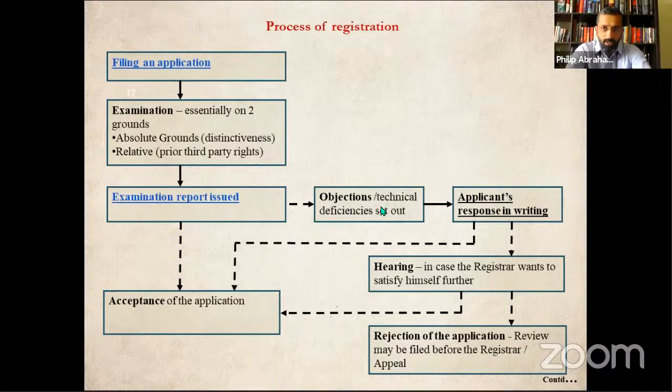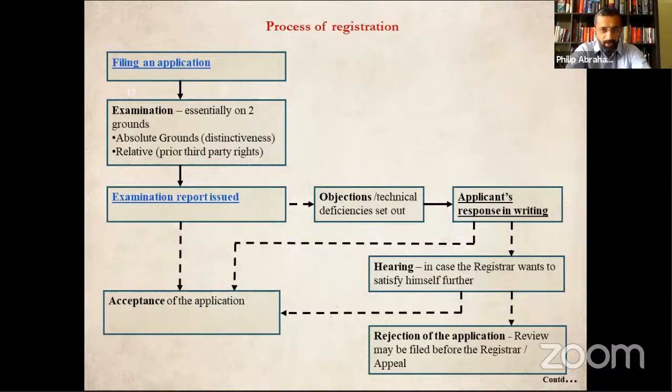If he has an objection or raises technical deficiencies, the applicant has to file a response. Once the applicant files the response, the Trademarks Office considers it and thinks that it is all right, and it goes to acceptance. If the Trademark Registry, considering the response filed by the applicant, is not satisfied, a hearing is appointed, and at the hearing, one has to present his case, and there are two possibilities again: that the hearing officer likes your arguments and is agreeable with the arguments that you've presented, and he accepts the case, or he rejects the application.